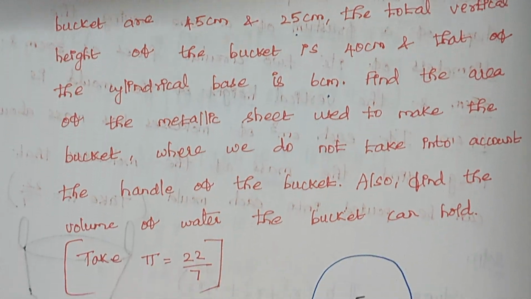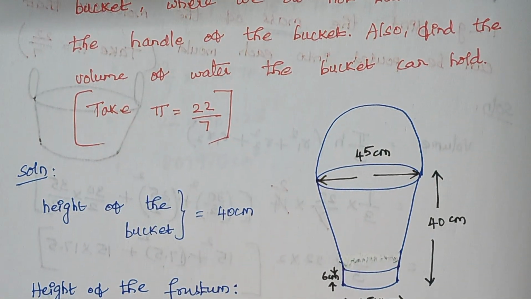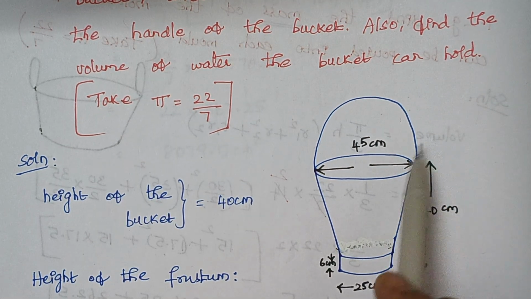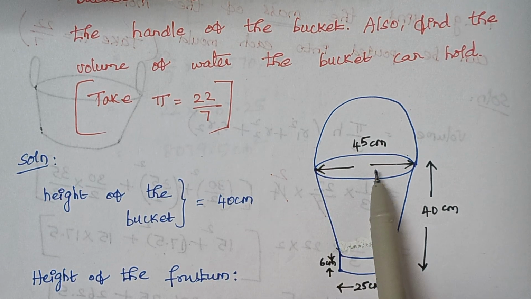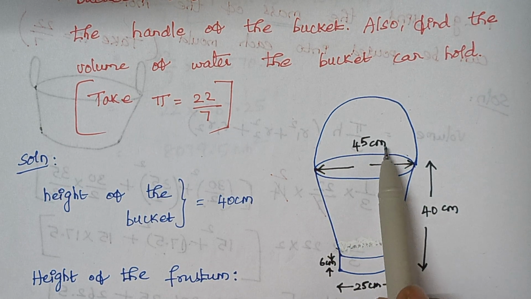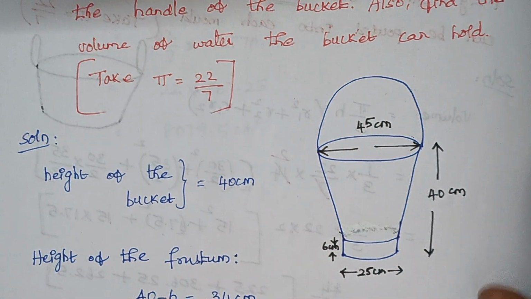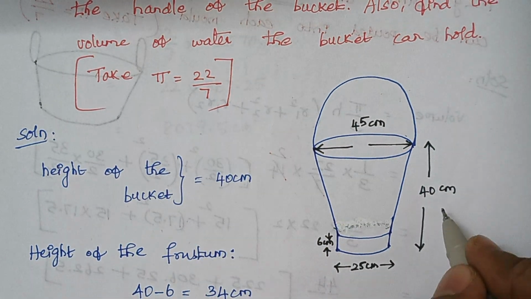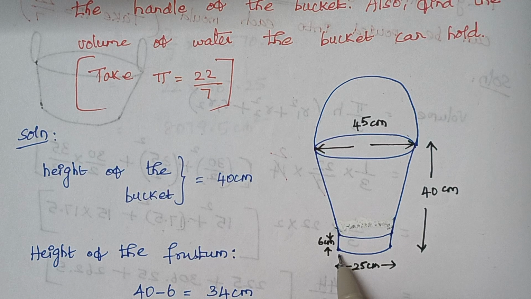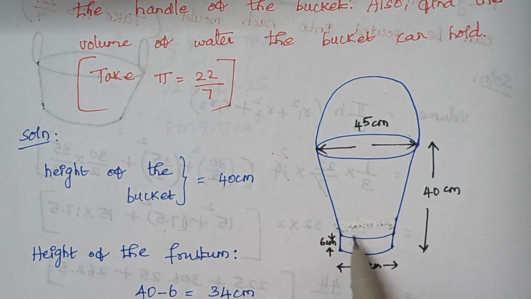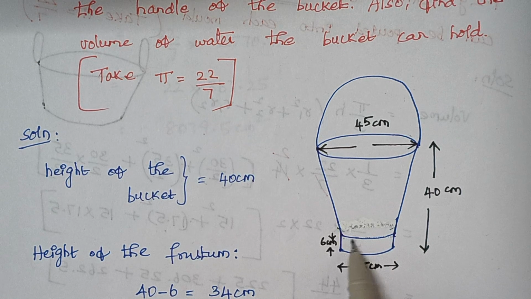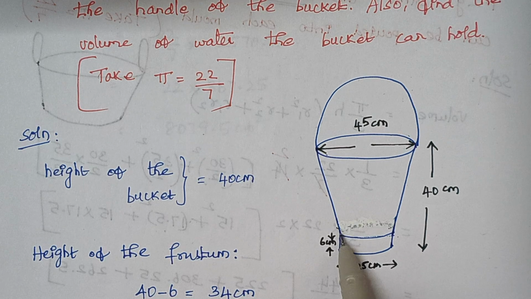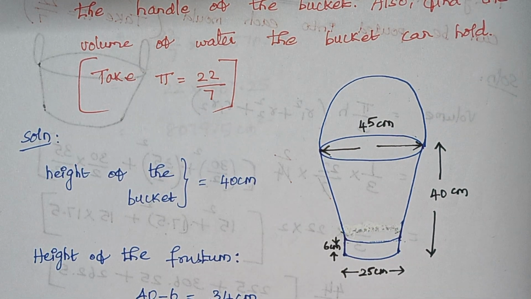So you see here, this is our diagram. We have a bucket. This bucket has two circular areas. The diameter of one circular area is 45 and that of the other is 25. The total height of the bucket is 40. Up to this point the frustum of the cone ends, and here it is like a cylinder. The height of the cylinder is 6 cm.